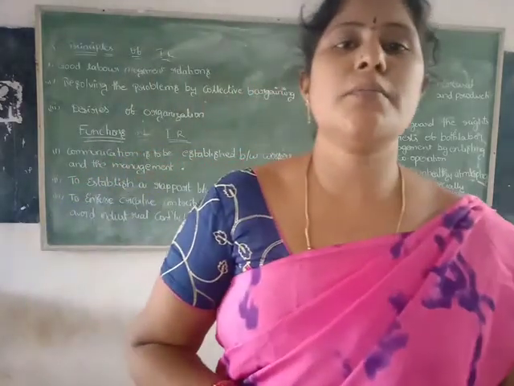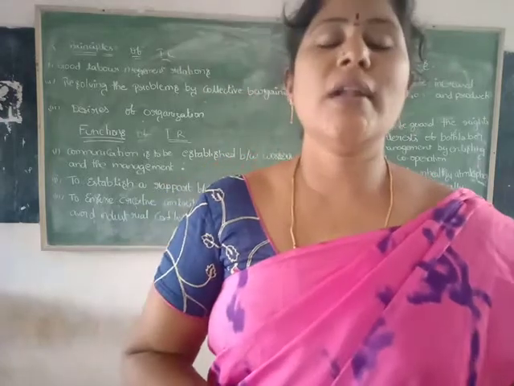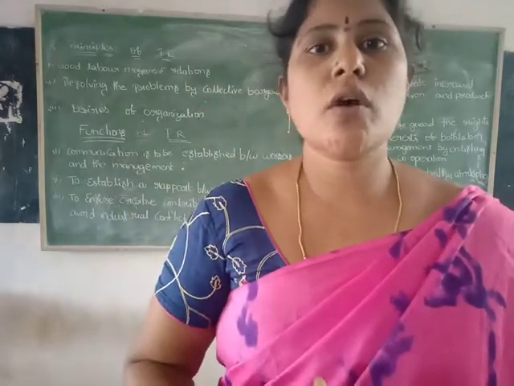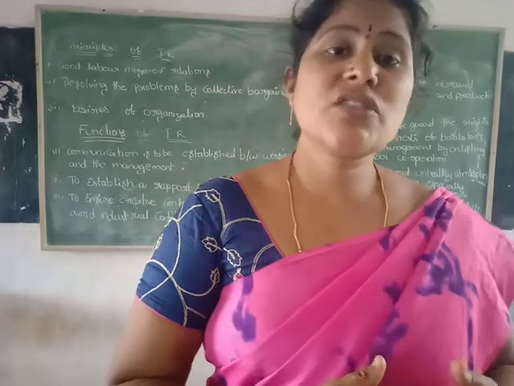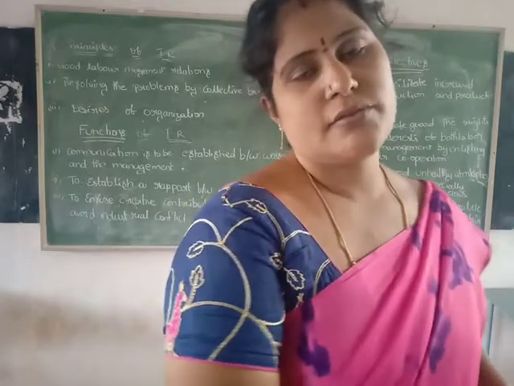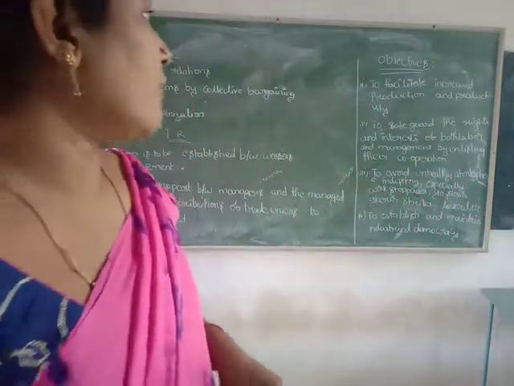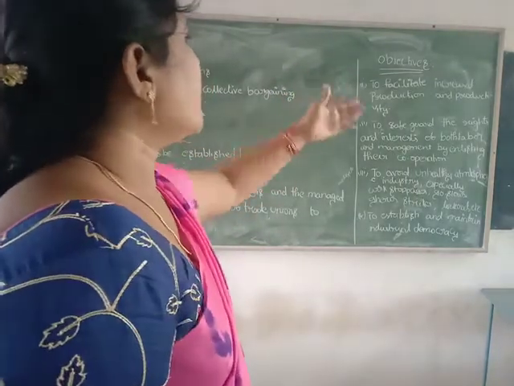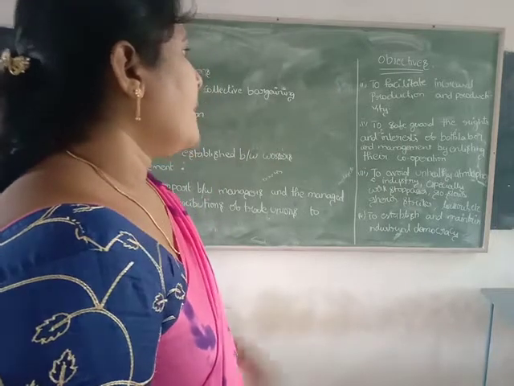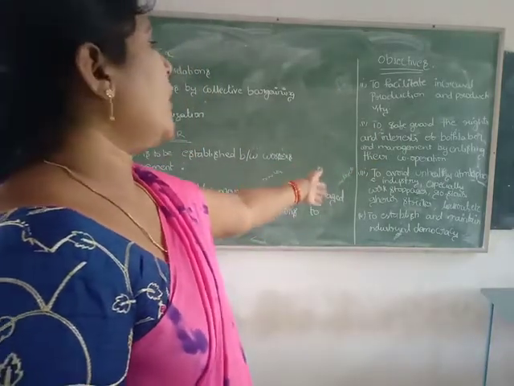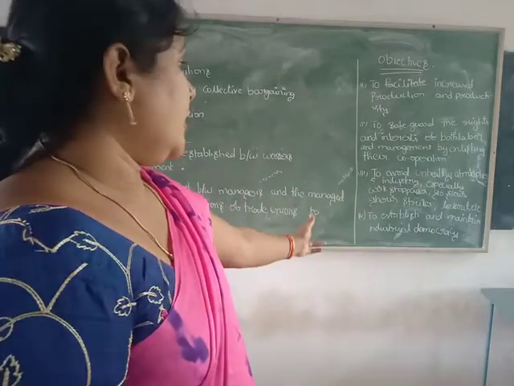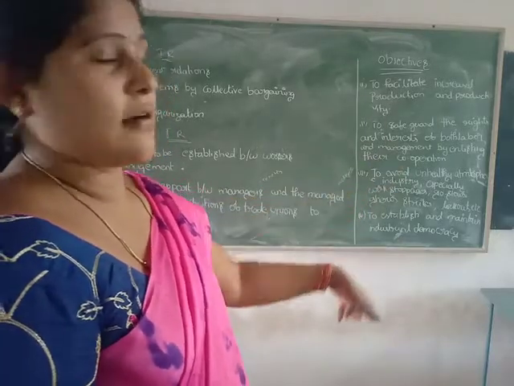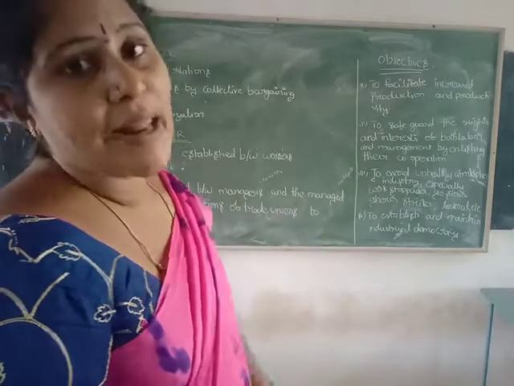So they have to give some democracy to the employees to maintain a good relationship with the management. They have to share their feelings and thoughts with the management, and the next development of the industry. So these are the main objectives we have to see. First one is to facilitate increased production and productivity, to safeguard the rights and interests of both labor and management by enlisting their cooperation, to avoid an unhealthy atmosphere in industry, especially work stoppages, go-slows, gheraos, strikes, lockouts, etc., and to establish and maintain industrial democracy.